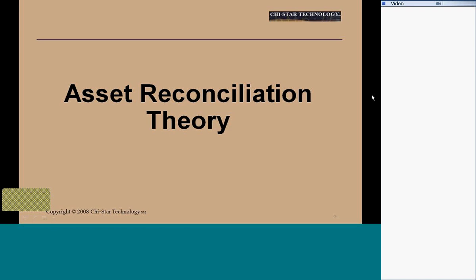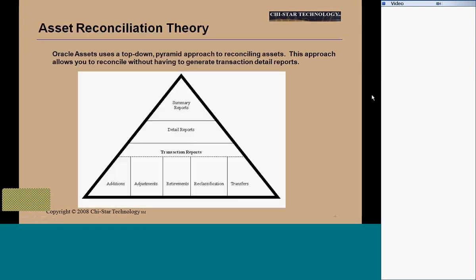If we look at the reconciliation theory, Oracle has what they call a pyramid theory approach to reconciliation, a top-down approach. What this means is that you start at the high level, and you generate multiple reports out of your fixed asset system and out of your general ledger system. If those reports tie out, in theory, you're done. If you have other issues that you need to reconcile, then you could go ahead and run the next level of reports, which are your detailed reconciliation reports.